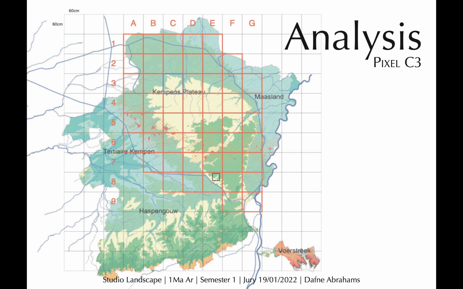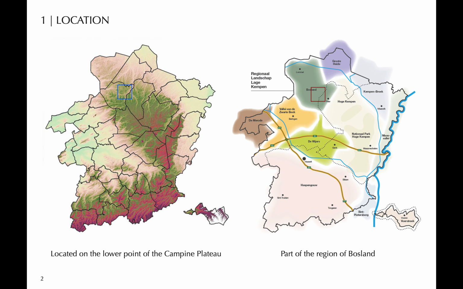The pixel that I have chosen to analyze in relation to the water problem on the Campine Plateau is pixel C3. I grew up within this pixel, so it was a logical choice, as I already knew the region and could use this knowledge to analyze the surface. The area is located on the edge of, and on one of the lowest points of, the Campine Plateau and is part of the Bosland region.